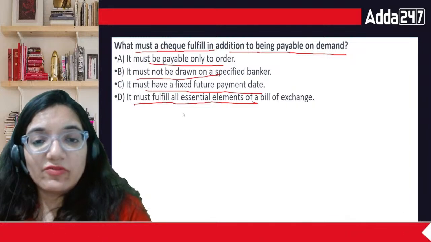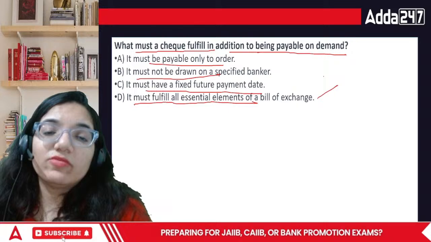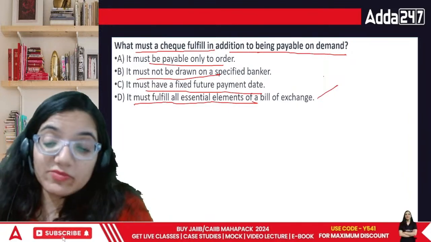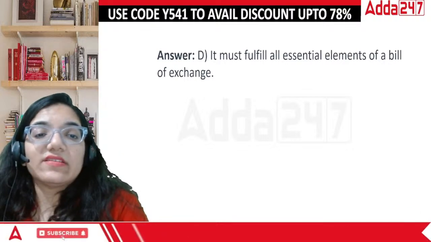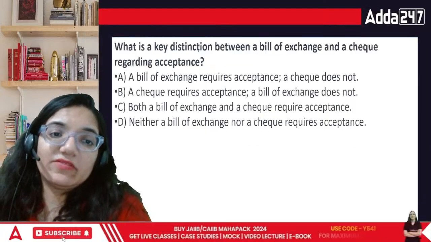So technically, it must fulfill all the elements of bills of exchange, okay, to being payable on demand. Payable on demand means as and when people are going to ask you for money, you are supposed to pay. Then the answer is D. It must fulfill all the essentials of a bills of exchange.